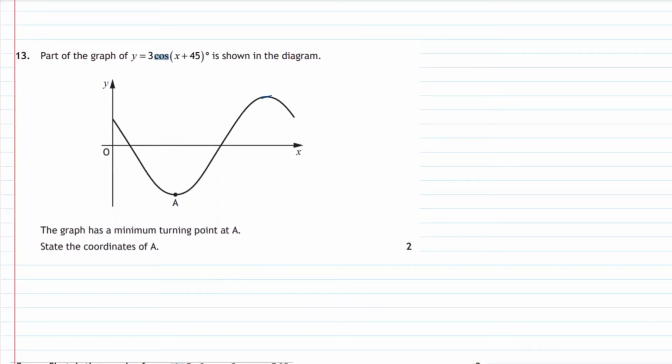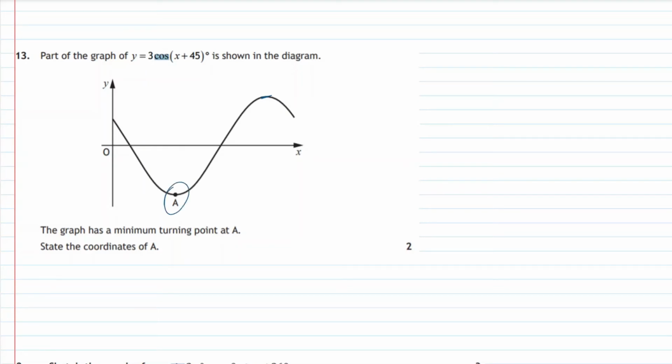Different type of question here. It gives you the values, and it's asking you to find a point on the curve. So here we can see that A is 3, and so that means there's been a vertical stretch, and the phase angle is plus 45, so it's been moved left by 45.